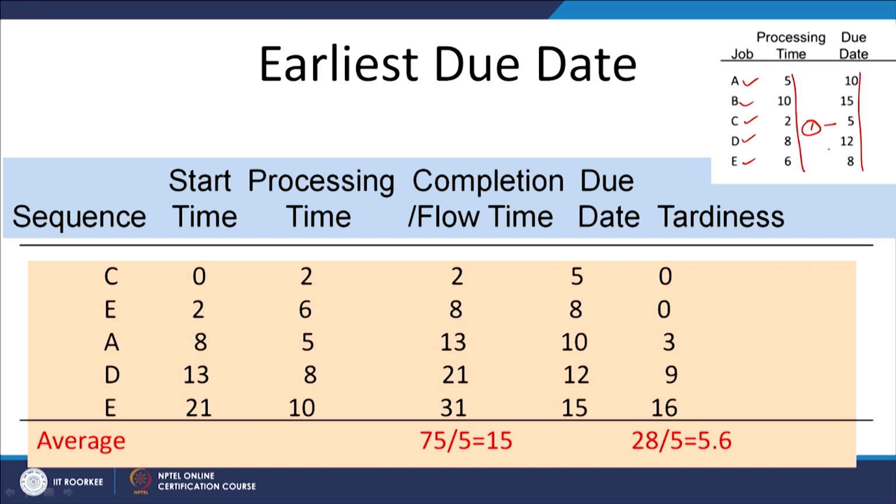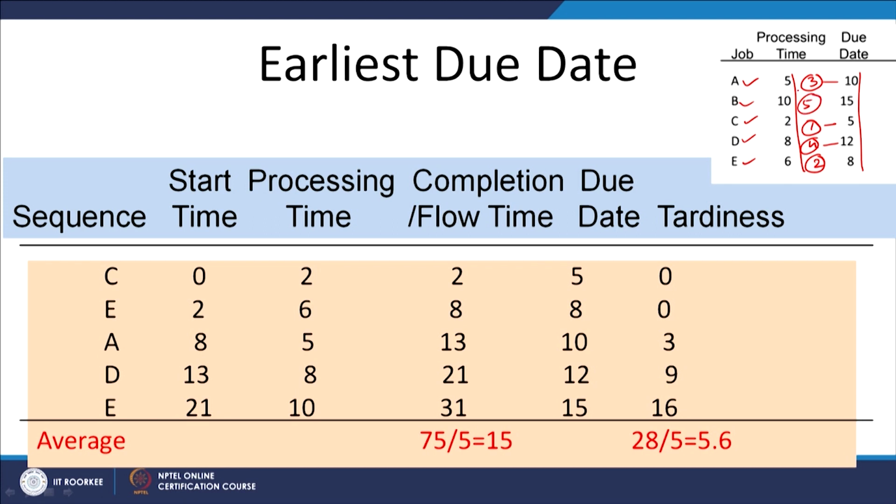Then the next job is E. So, we will be giving the second priority to the job E having 8 due days. Then the third priority is given to A having 10 due days. Then the fourth priority is given to the job having the 12th due date, and the last priority, having the maximum due date, will be given the fifth priority.